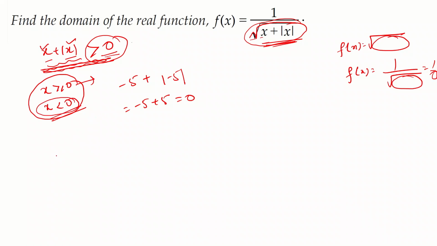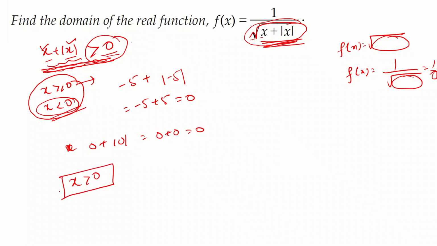Okay, what about x is equal to 0? For x is equal to 0, we'll be having 0 plus mod of 0, which is 0 plus 0, which is 0. Again, which is not acceptable because we cannot have 0 in the denominator. So the only possibility left is this. We can only take x greater than 0, and that will be our domain. So in the form of an interval, it will be 0 to infinity, and 0 is not included, strictly greater than 0. All right, so that is our domain.